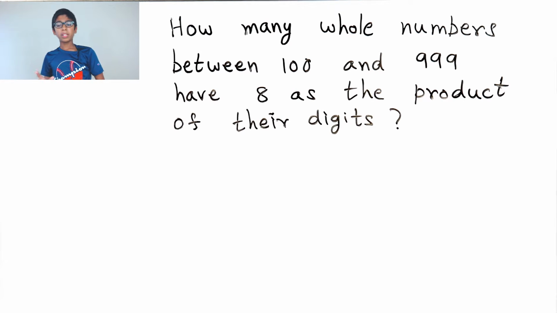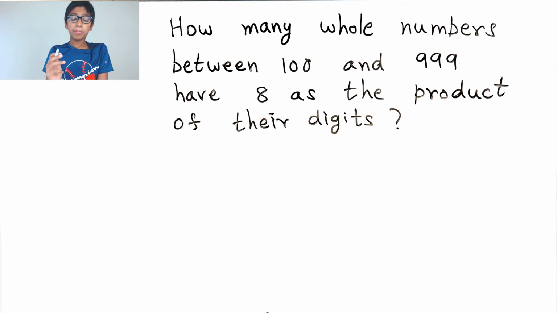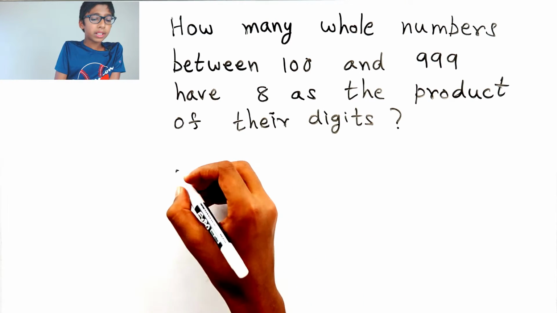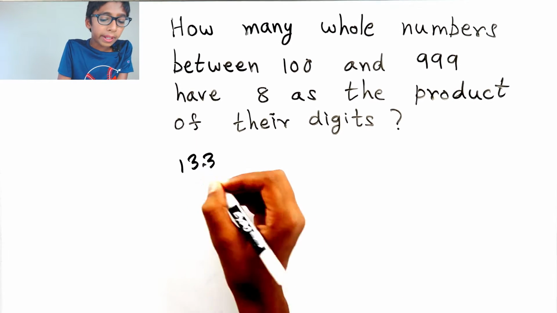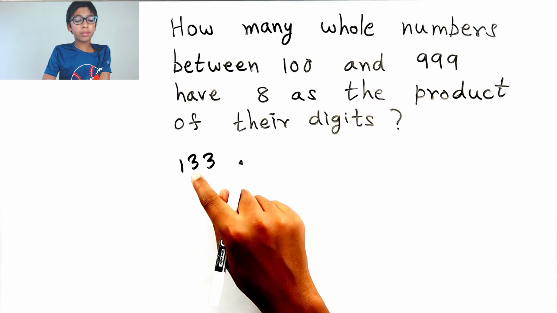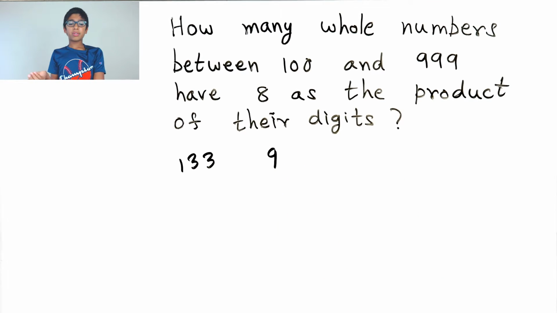Product means if you multiply, like 2 times 4, the product is 8. So that's how it's done. Let's see an example. Let's say you have to find 9 as a product of their digits. Let's just say a 3-digit number for it. Now let's say 133. So 1 times 3 is 3, and 3 times 3 is 9. So it's 9. That's right. That's how they're telling us to do it.